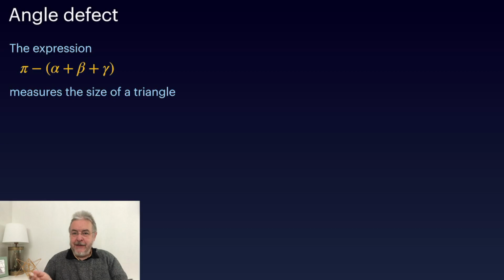And for that, the first thing we do, we switch from angle measurement with respect to 360 degrees. We switch to a full angle of 2 pi and measure angles now in radians. And what we now consider is the so-called angle defect. And the angle defect is the number that you get when you subtract the sum of all angles from the number pi. And remember, pi corresponds to 180 degrees.